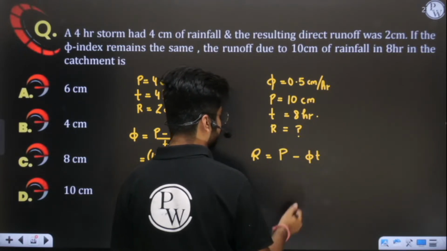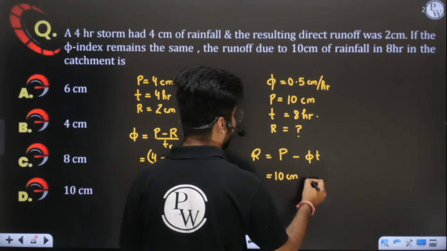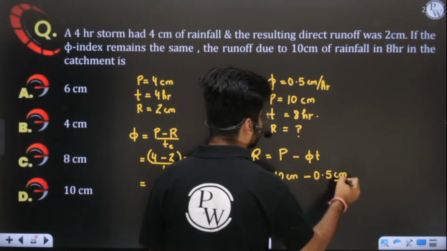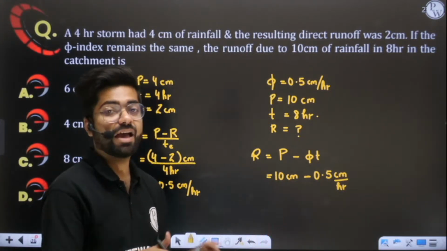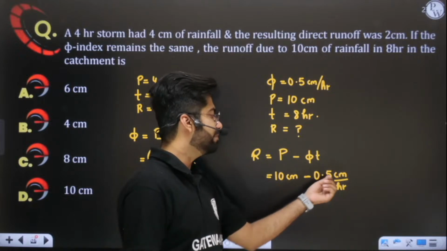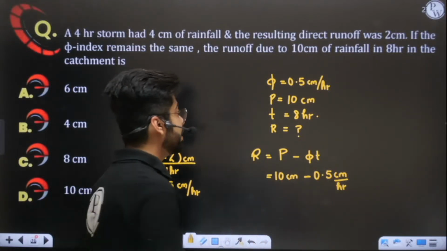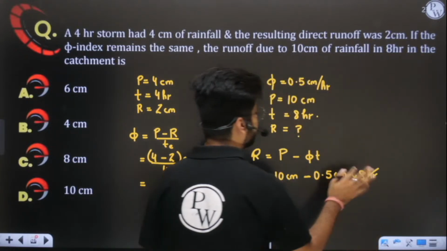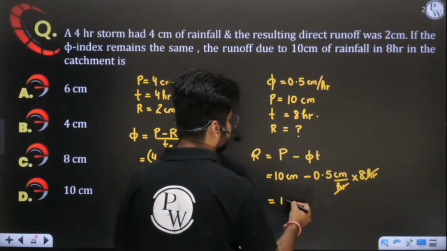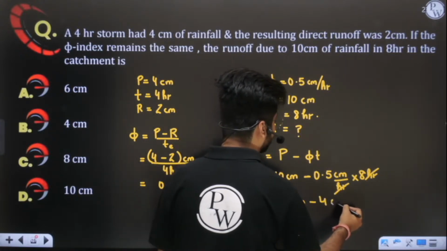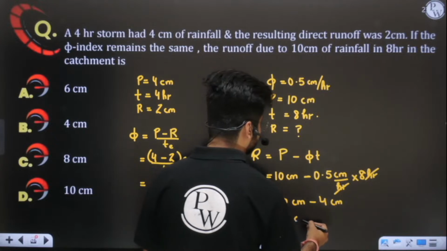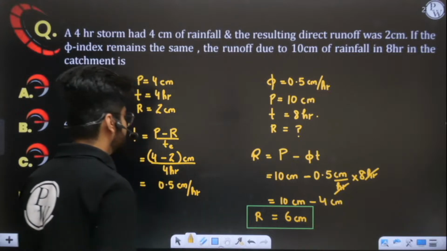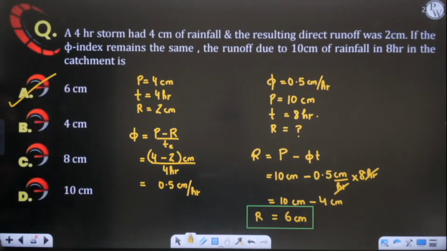So total precipitation is 10 centimeter. Loss is 0.5 centimeter per hour. That means in every hour, 0.5 centimeter water is going into the ground. Phi indicates average infiltration. So in 8 hours, how much water will go into the ground? It will be 4 centimeter. So runoff is 10 minus 4, which is 6 centimeter. So the final answer will be 6 centimeter. I hope this numerical is clear to you.